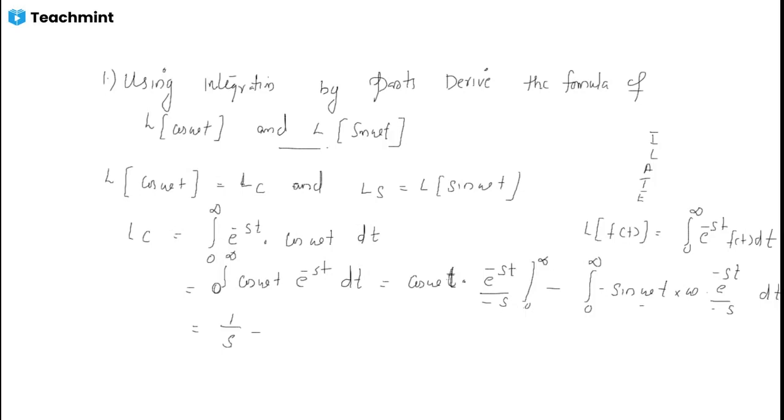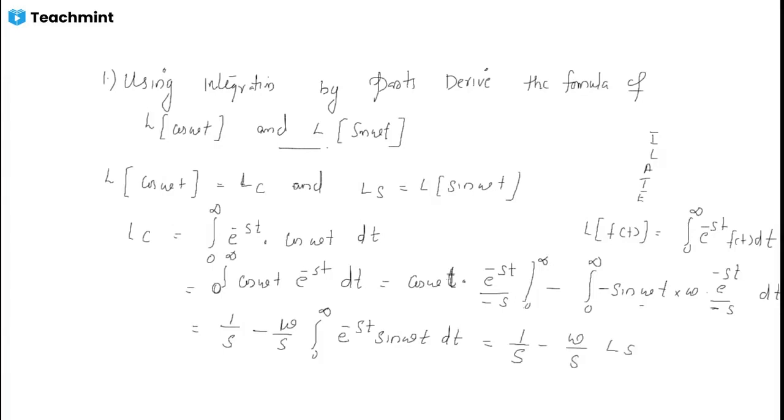That is equal to minus minus plus 1 by s into integral 0 to infinity e raised to minus st sin omega t dt. Omega is also here. So this is the short note of 1 by s. Here minus this. Oh, sorry, here also minus. Minus omega by s into LS.